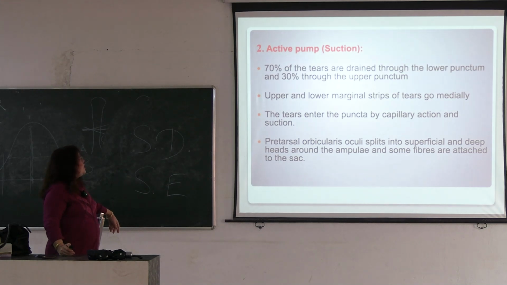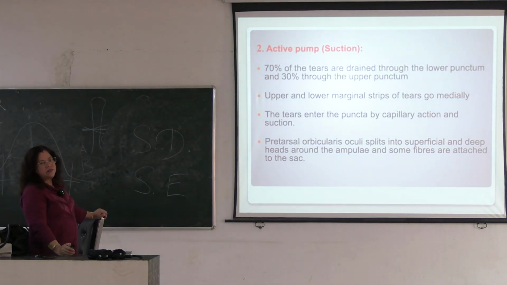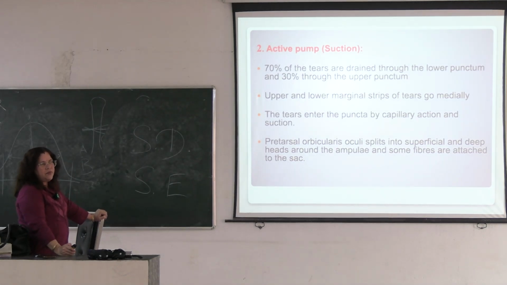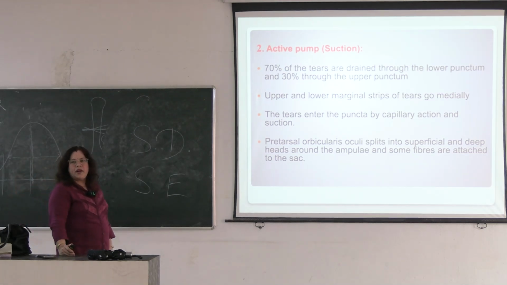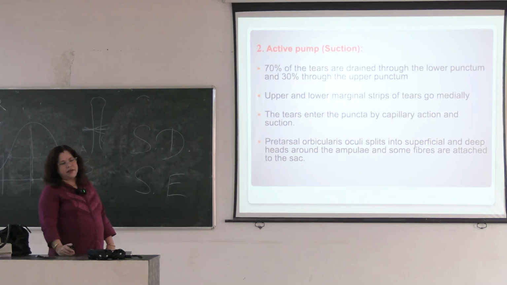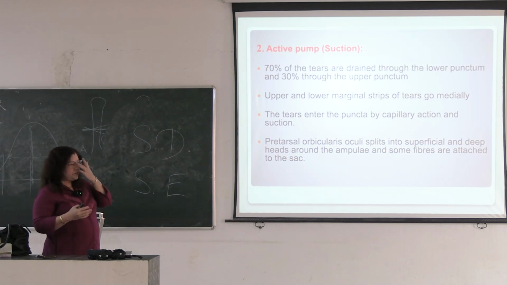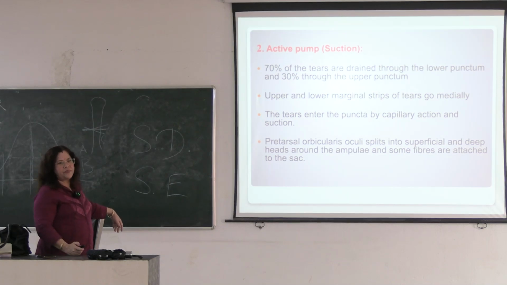70% of the drainage is done by the lower puncta. If a blockage occurs in the lower puncta, that causes watering, and watering due to the blockage of the drainage pathway is called epiphora. So what is the difference between watering and epiphora? Watering means excessive secretion, while in epiphora secretion is normal, but the drainage is obstructed, and that causes watering. That condition is called epiphora.